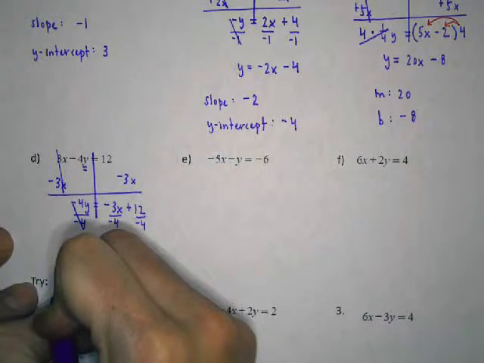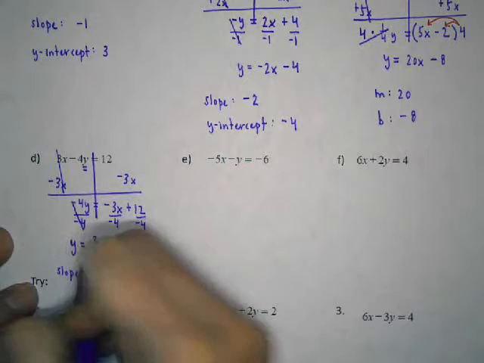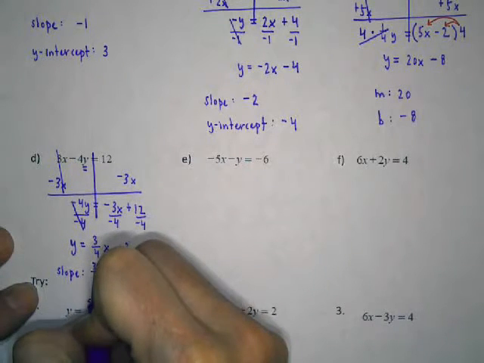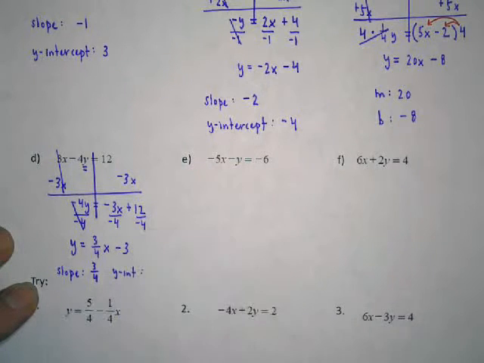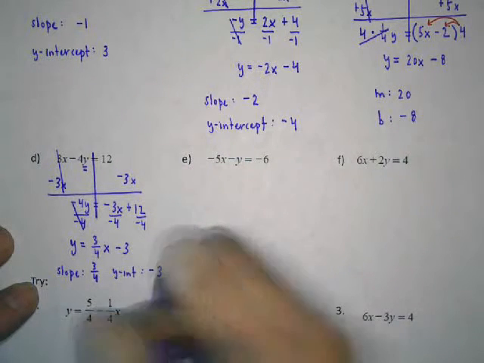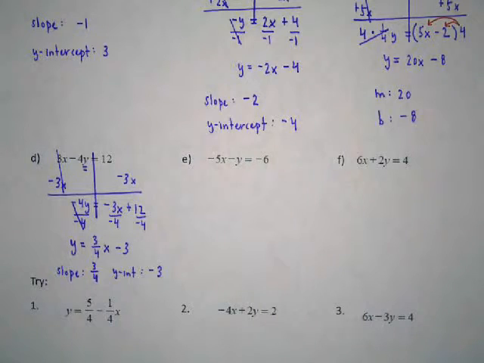So my slope, I'm going to squeeze it in here, is 3/4. And my y-intercept, I'm going to abbreviate that, is -3. So that should give you a pretty good idea of how this works. Again, our goal is just to get y by itself.